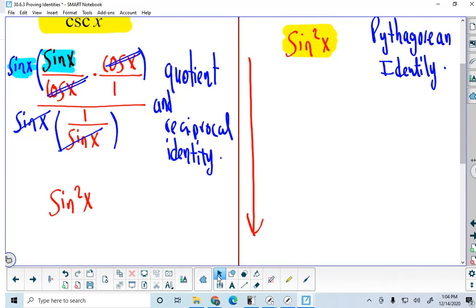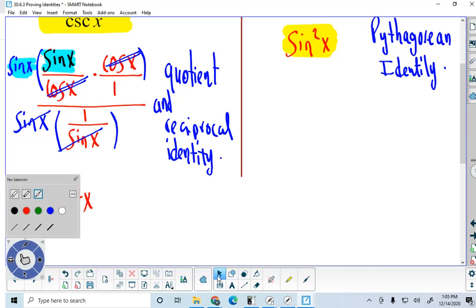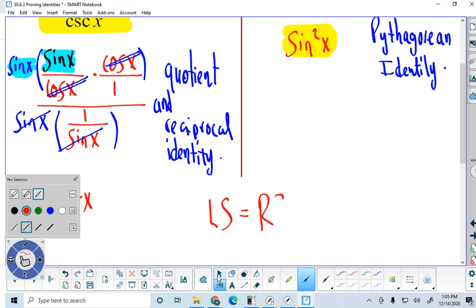Let me move this a bit so I've got a bit more room. Then you finish it by saying c, the left side is equal to the right side. And that's what you actually write. You write left side equals right side, and you can abbreviate that even on a written response.